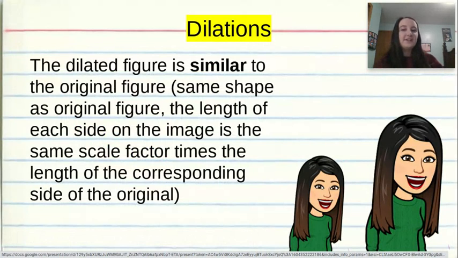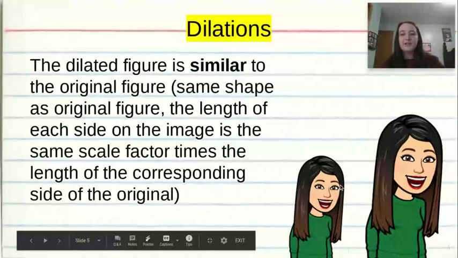A dilated figure is what is called similar to the original shape or original figure. And that means that it's the same shape as the original one, so it has corresponding side lengths. However, it might be a different size. So that means they are similar to each other. So like I mentioned before, this one is just a smaller version of this one. So these two would be similar to each other.